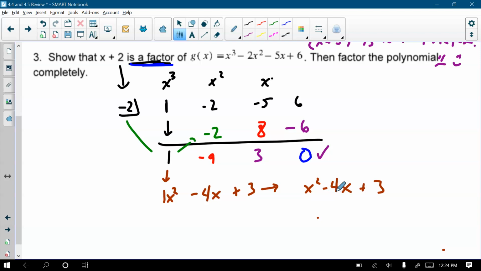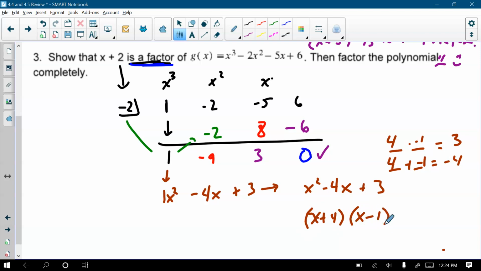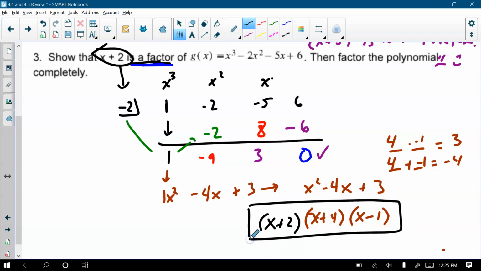Okay, so here we'll do an old school method. Something times something equals something. Something plus something equals something. We need a 3 and we need a negative 4. I believe it's going to be 4 and negative 1. So we have x plus 4 and x minus 1. But that's not all. And this one, x plus 2. All right. And that is your answer for 1 through 3.